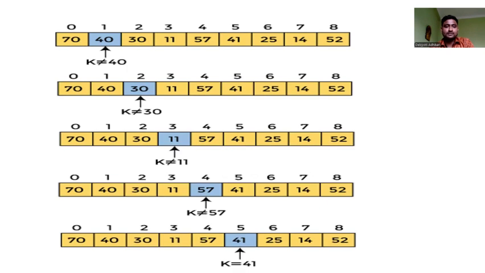Move to index number 3. 11 equal to 41? No. Next, index number 4. 57 equal to 41? No. Next, move to index number 5. Here you can see index number 5 matches our target value. So this algorithm returns the index number of this array. Here the output will be 5 because this index contains our target value.